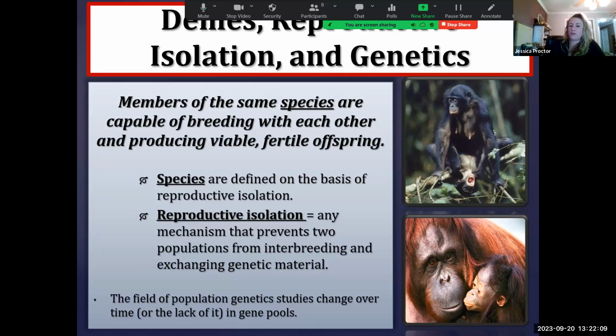Okay, so the field of population genetics will study change over time, or the lack thereof, present in gene pools. So if we're looking at a group of zebras, for example, a breeding group of zebras, and we know that there are specific genes that influence whether those zebras have stripes or spots, and we can visibly count them. Let's say there are 100 zebras, and 60 of them are striped and 40 of them are spotted, and we understand the genes that influence stripes versus spots, then we can actually do a mathematical calculation to determine how many homozygous dominants, how many heterozygotes, and how many homozygous recessives are present in that population.